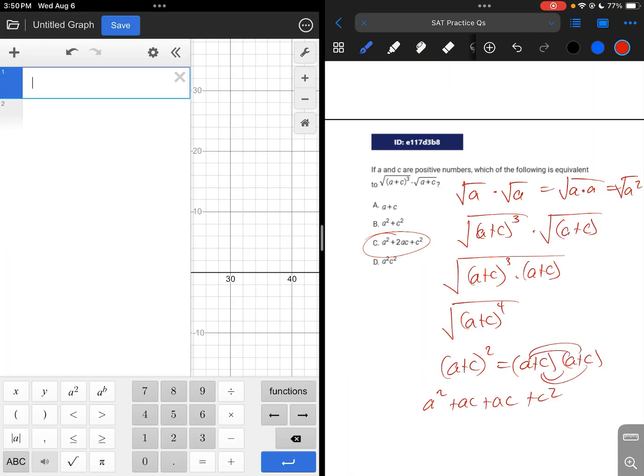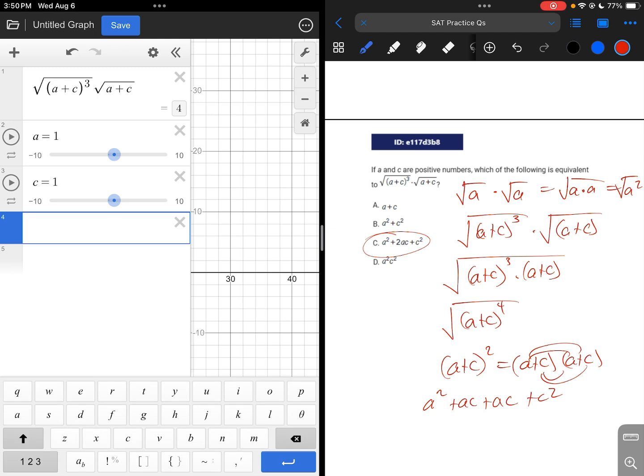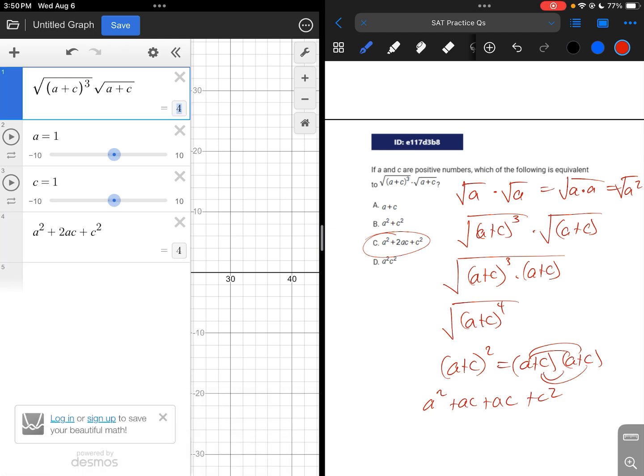And you can do this in Desmos by just typing it in. So the square root of some quantity a plus c all to the 3rd power times the square root of a plus c. And you make a slider, a constant slider for all of them, and then just type in all your answer choices. But we know the answer is 4. You have 4 here and 4 here, so you know that that is the answer.